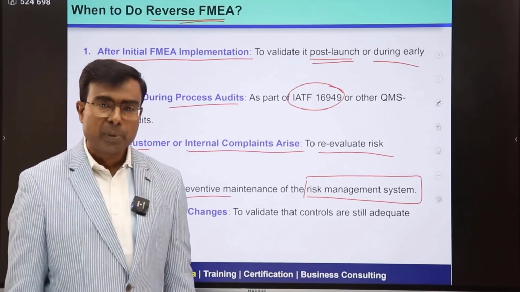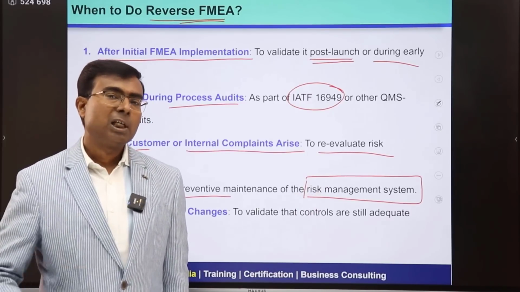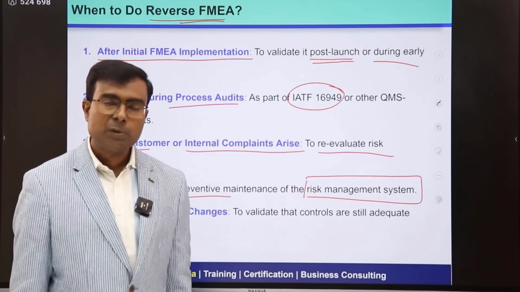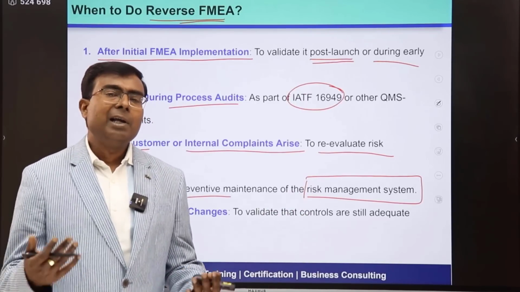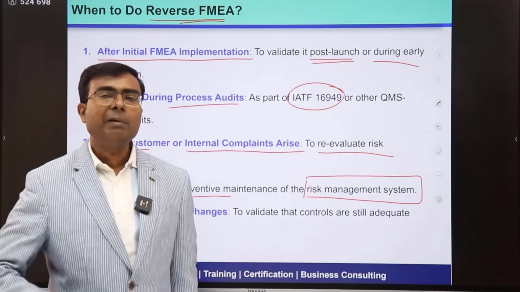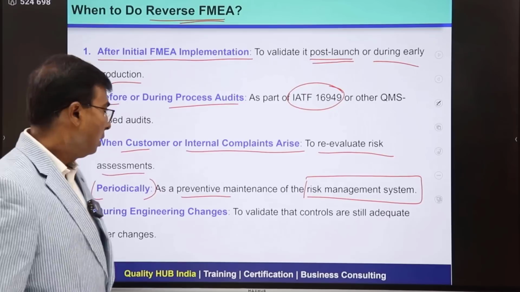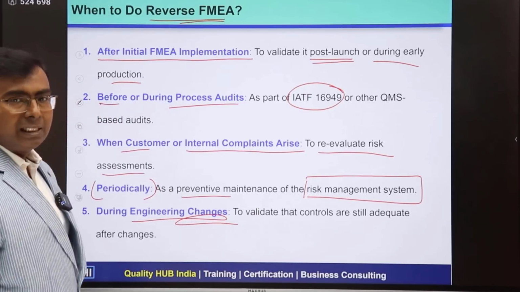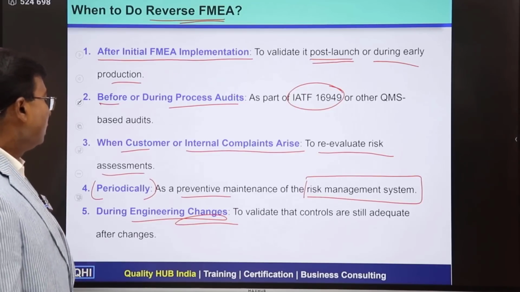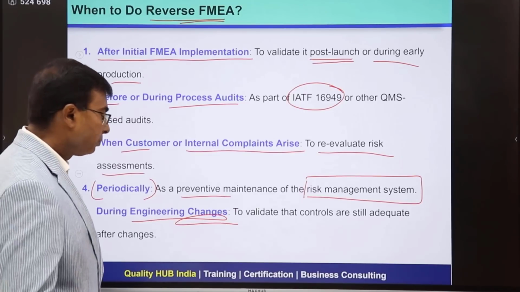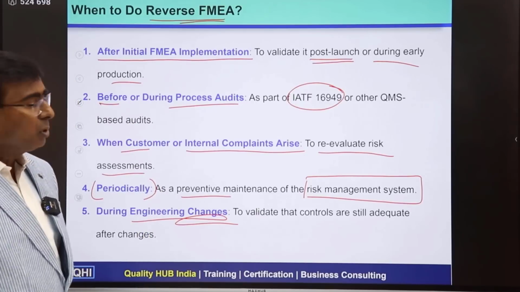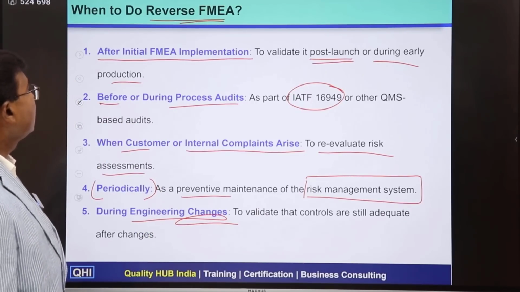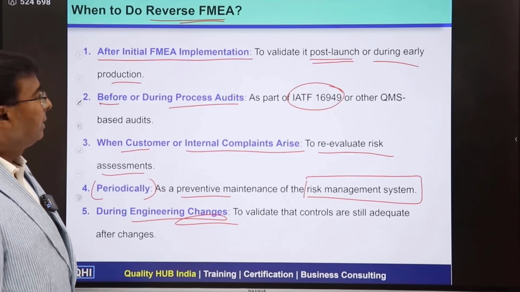There is no fixed rule that every product category should have a similar frequency. Ideally you should be using risk-based thinking, which is a requirement as per ISO 9001 or IATF. So the risk-based thinking approach must be applied. The higher the criticality of the product category or the product, the higher the frequency of reviews you can have, right? During an engineering change, which is typically called ECN or engineering change notification, you can use reverse FMEA, and that can also give you lots of inputs. So these are the situations in which we can conduct reverse FMEA, right?